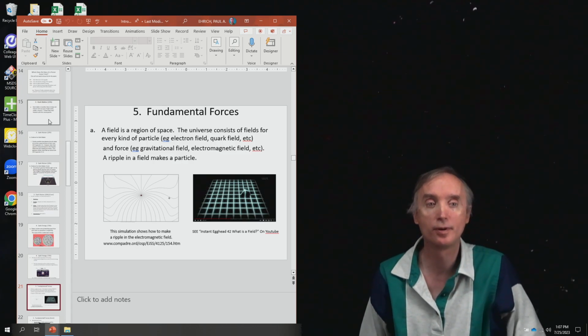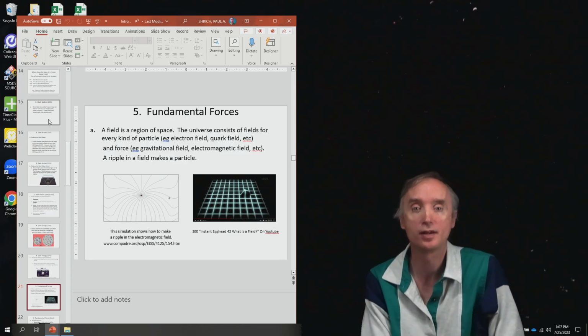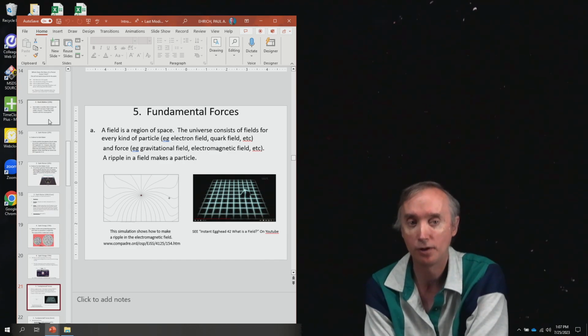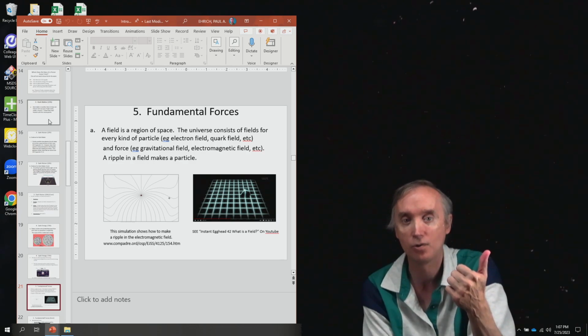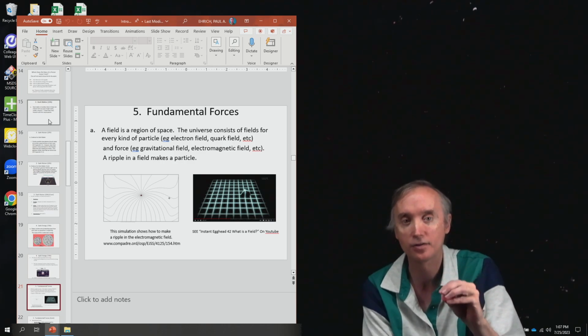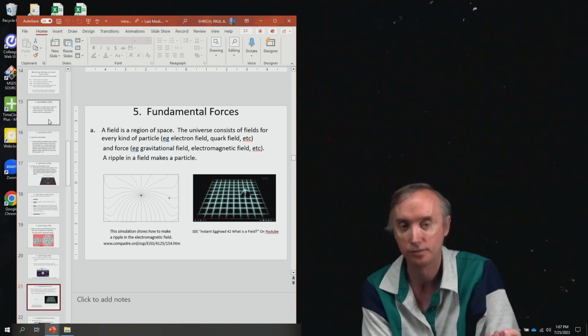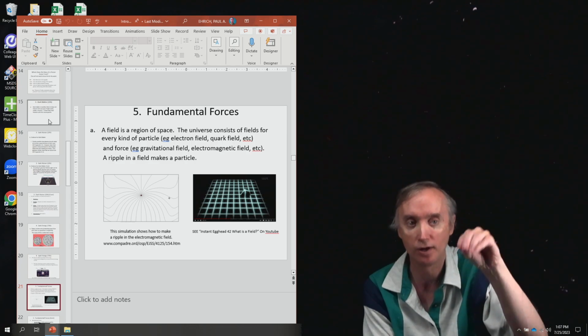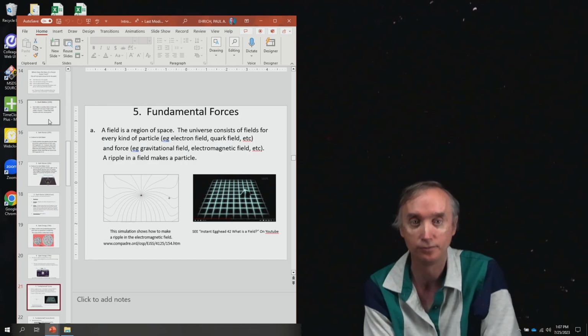All right, so now let's talk about the four fundamental forces that control the universe. And I introduced the concept by telling you that for every particle in the universe, so for quarks, there is a quark field that goes with it. For electrons, there's an electron field that goes with it. For magnetism, there is the magnetic field that goes with it. And then when one of these fields vibrates, it will create a particle.